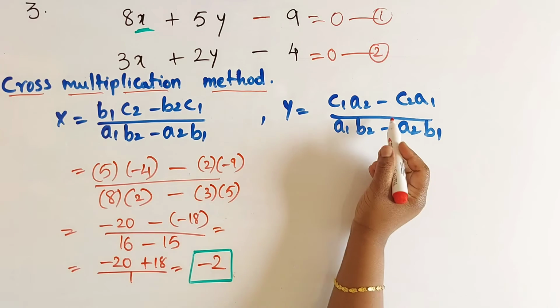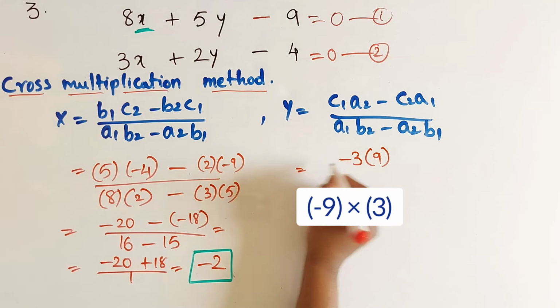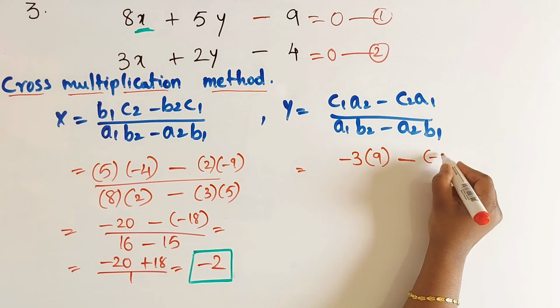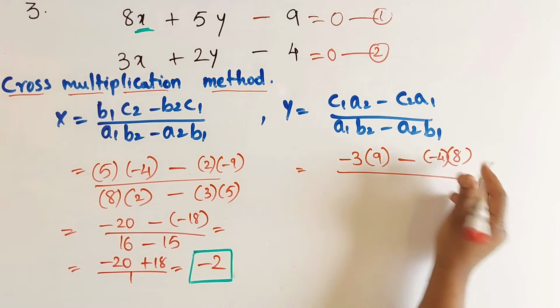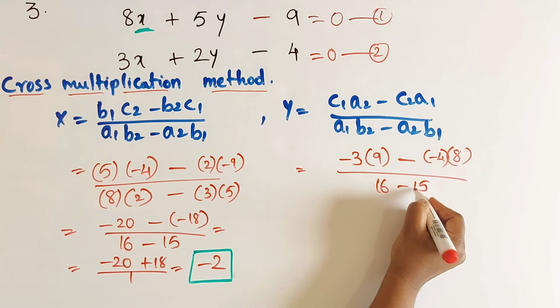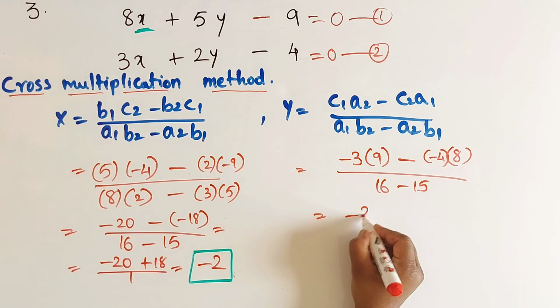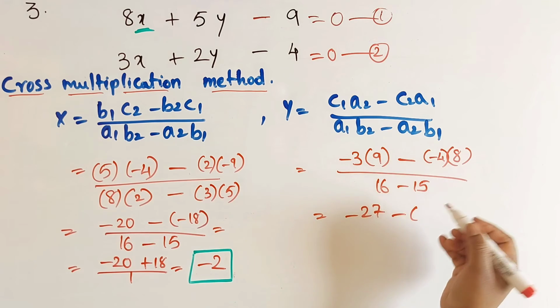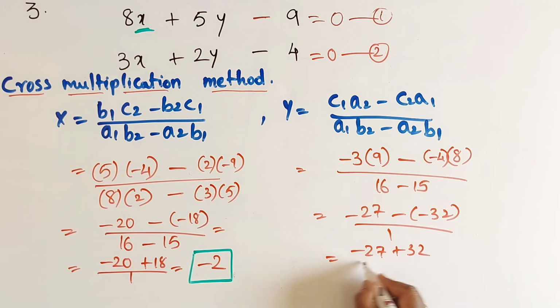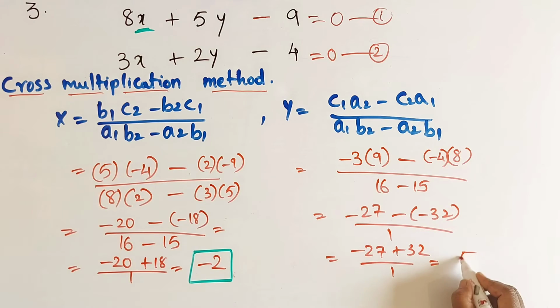y equal to C1 A2, minus 3 into 9, children, minus of C2 A1. C2 is minus 4, A1 is 8, minus 4 into 8. We know that the denominator is the same, so I am writing directly 1, or else 16 minus 15. Correct, children? Minus 3 into 9 is minus 27. Minus of minus 4 into 8, minus 32, divided by 1. Minus 27 plus 32 by 1, children. 32 minus 27 equals 5. So the y value is 5, children. x equal to minus 2 and y equal to 5 is the solution.